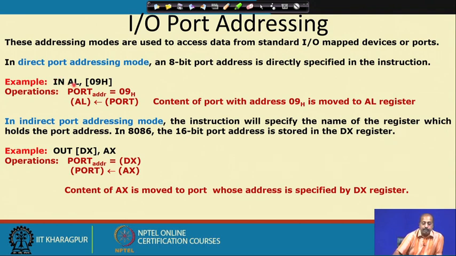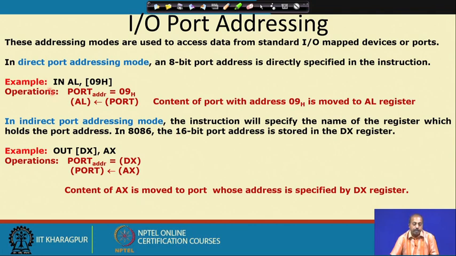I can have IN AL, 09 hex. So, this port address is 09 hex. On the address bus this 09 hex will be put, and it is expected that the corresponding device will get selected and the value will be available on the data bus. So, at the end, AL will get the content of the port whose address is 09 hex.